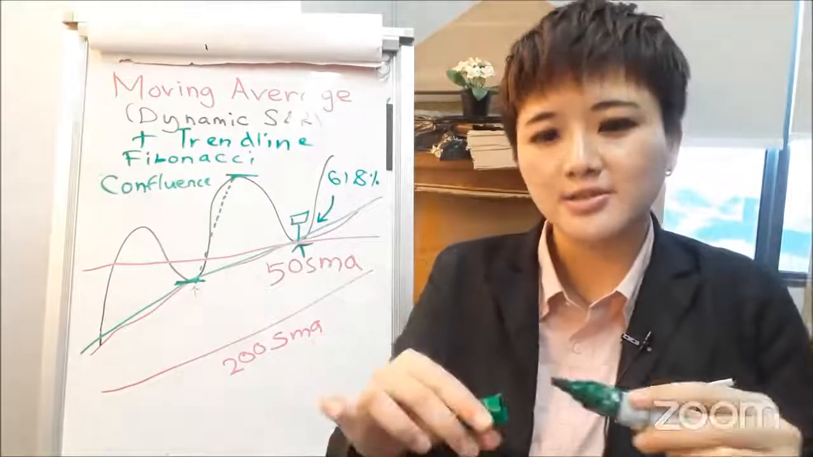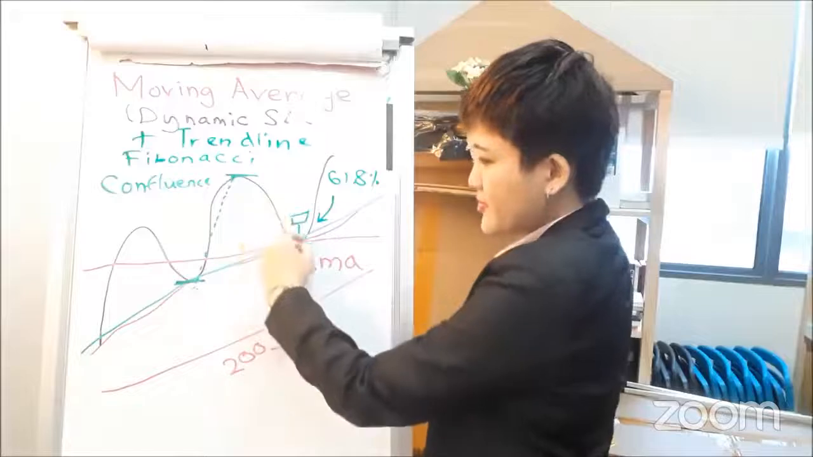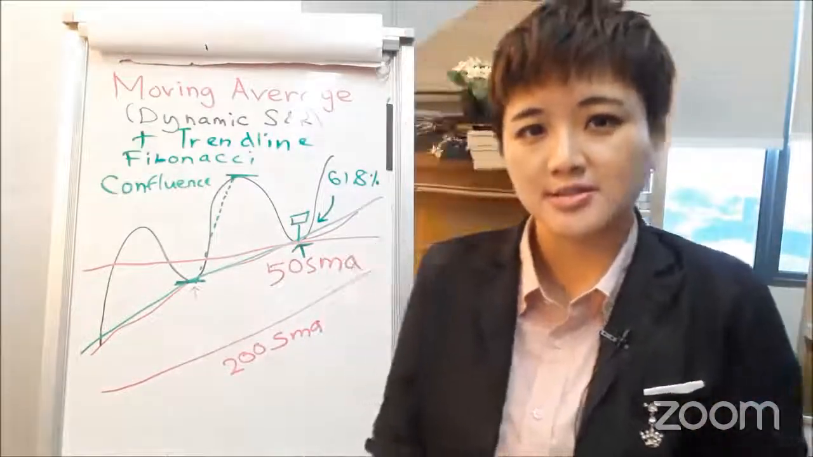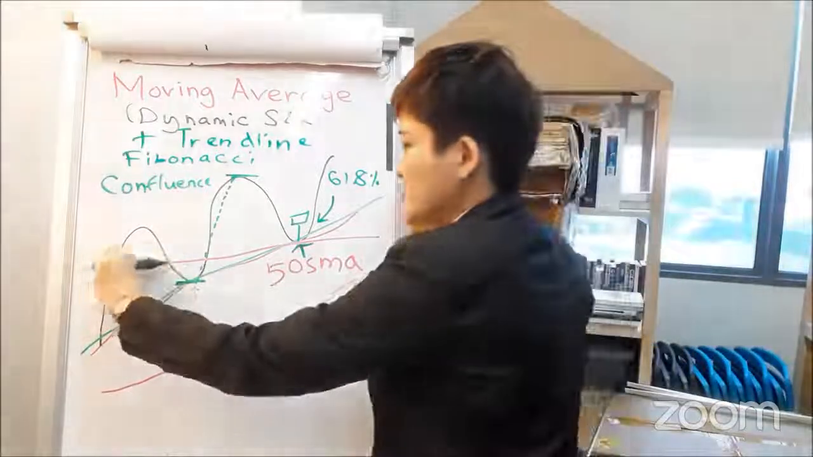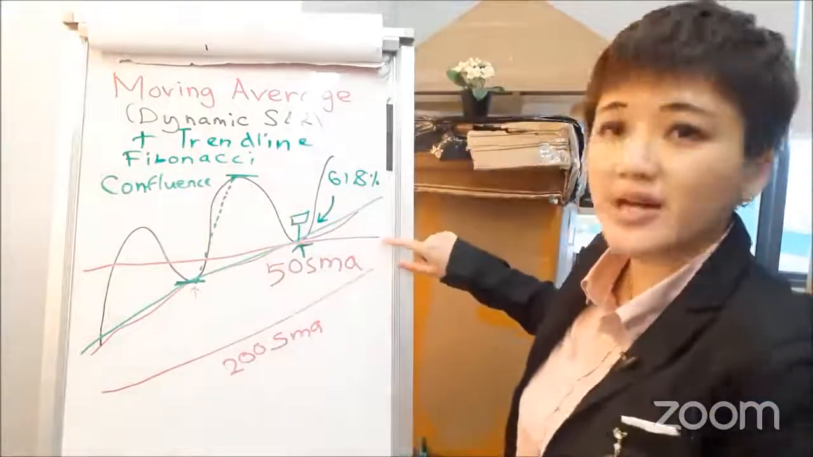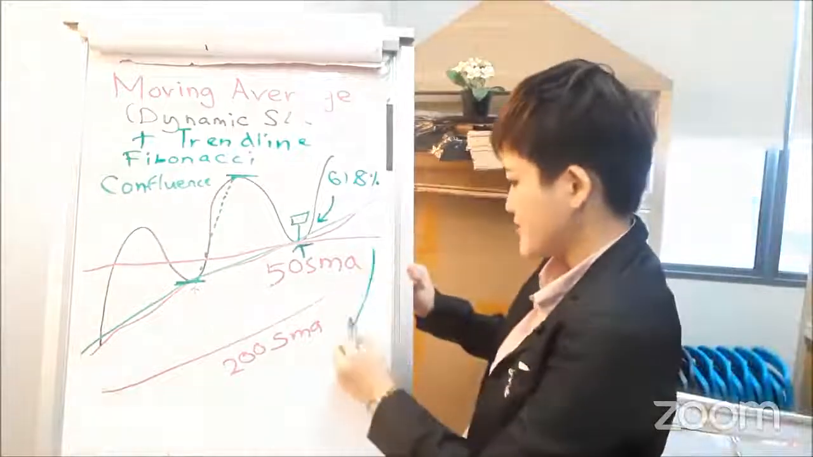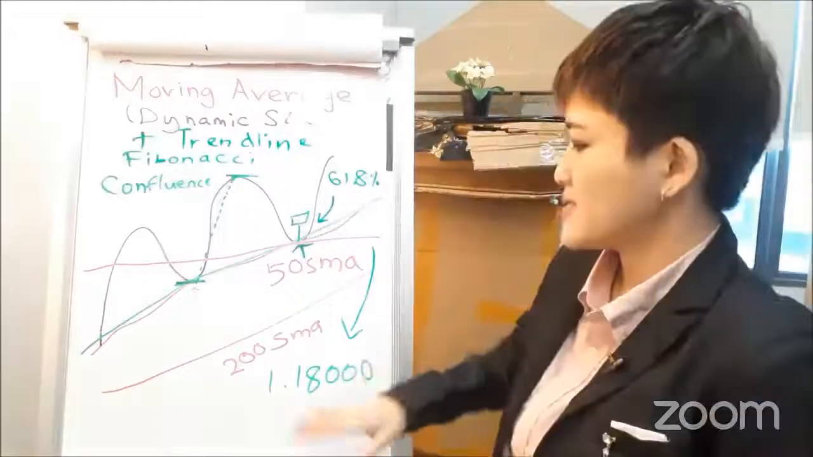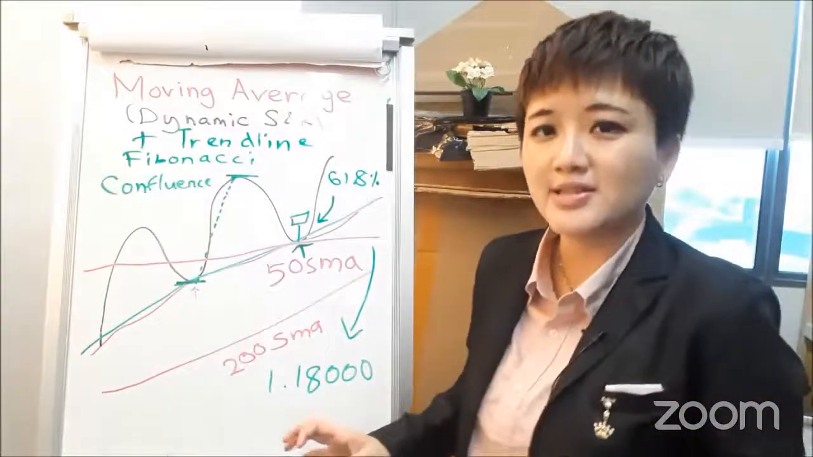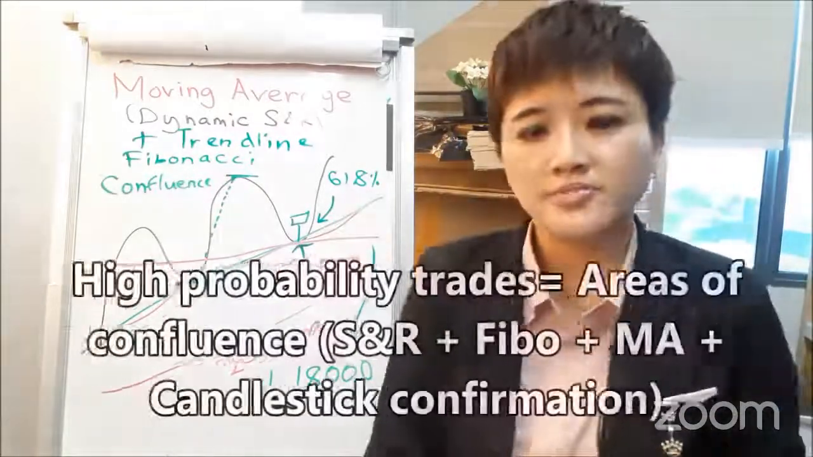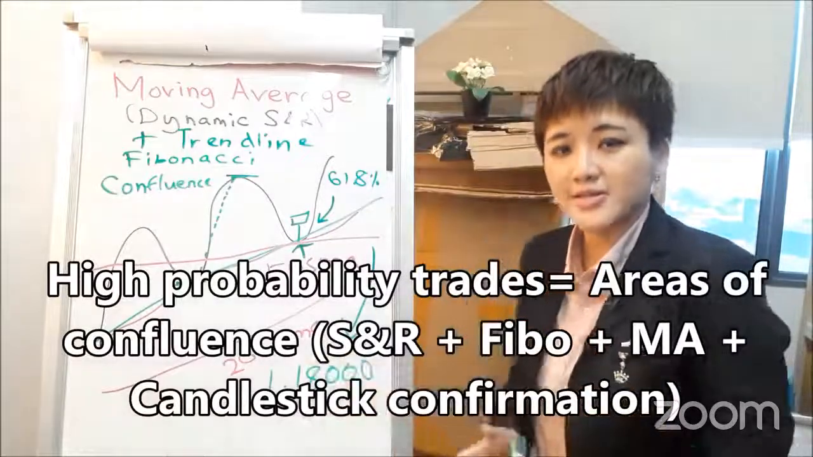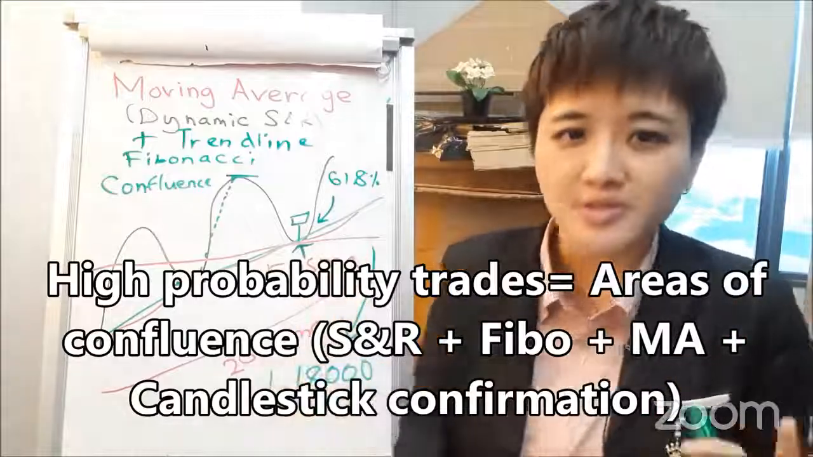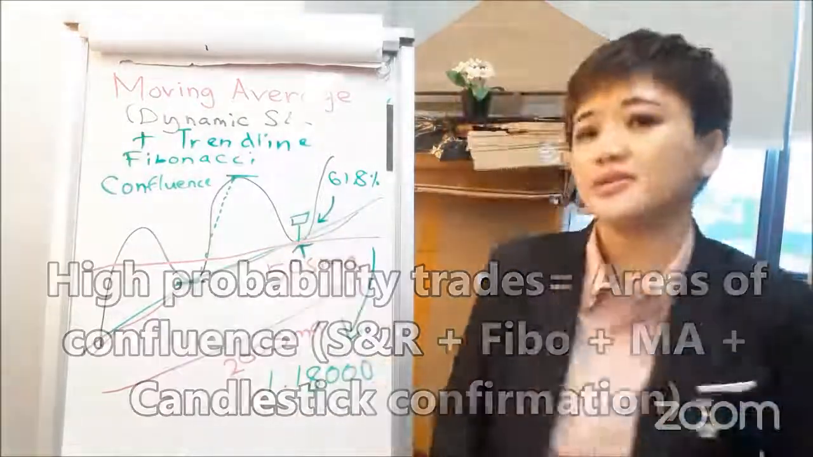This is another confirmation that the price is going to bounce off from here, because Fibonacci can act as a support resistance. And if this level is very near a round number, let's say 1.18000, this again increases the probability that the price is going to go up. So you need to seek out different confirmations to increase your probability. Of course, even with all these things, it is still possible for price to come down and hit your stop loss.